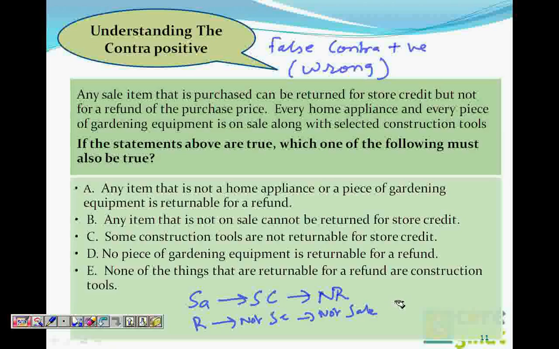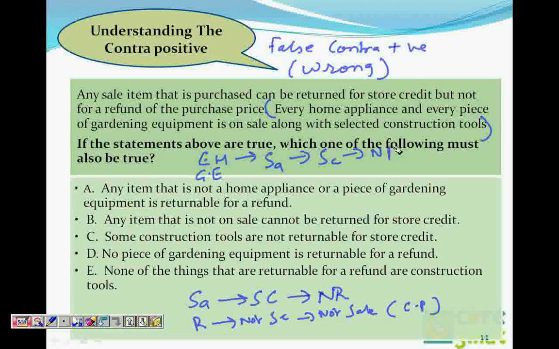It says every home appliance and every piece of gardening equipment is on sale. Any item that is not a home appliance or a piece of gardening equipment is returned. Sorry, every home appliance. So it will be every home appliance or a piece of gardening equipment, which is GE, is on sale. So that means it is on store credit and it is not refunded.